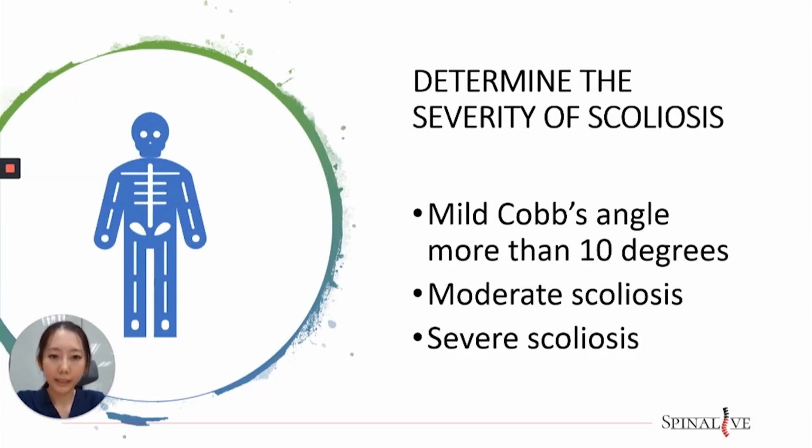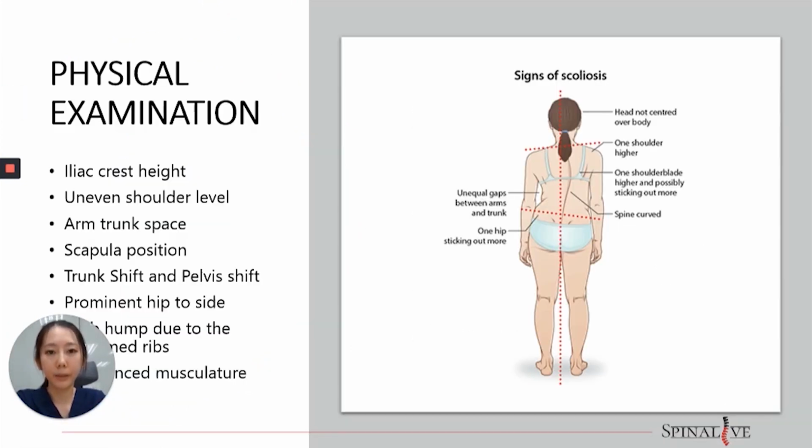So let's talk about the next slide, which is determining the severity of scoliosis. Scoliosis is only defined as anything more than 10 degrees on X-ray by Cobb angle. Mild scoliosis would be anything between a Cobb angle of 10 degrees to 20. Moderate would be 20 degrees to 40 degrees, and severe scoliosis would be 40 and above.